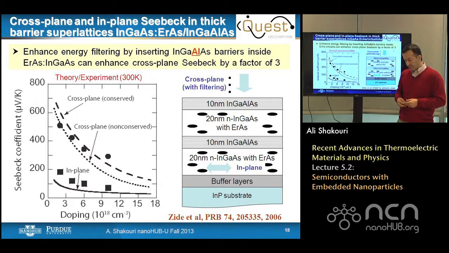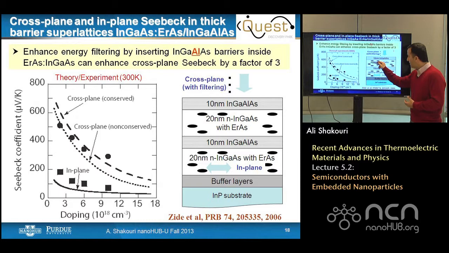So you combine different ideas. Here is a paper from a couple of years ago, 2006. We know with some sort of indium gallium arsenide with erbium arsenide, we have some reduced thermal conductivity. How about if we combine this effect with electron filtering that happens in a superlattice?